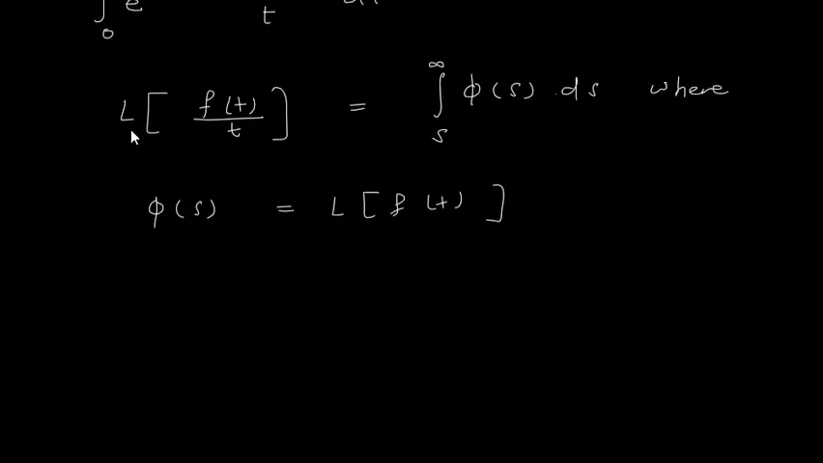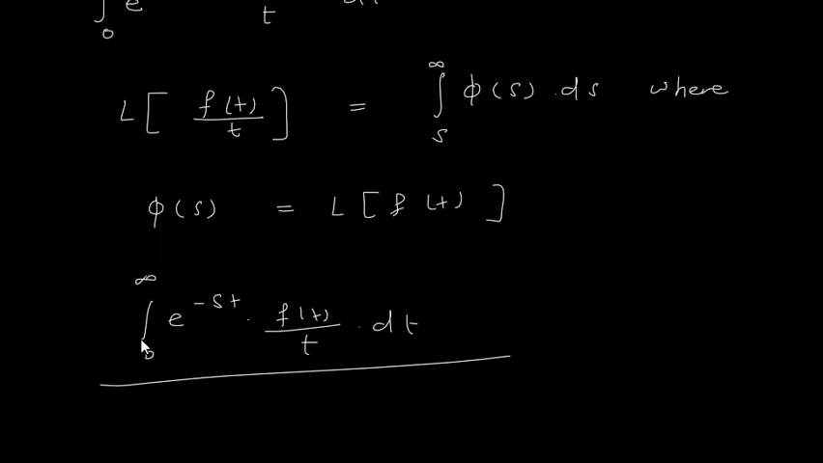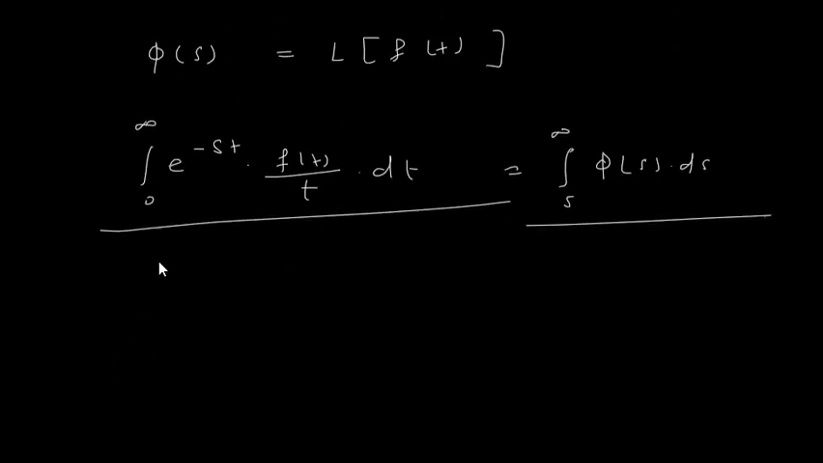Now Laplace of f(t)/t is nothing but integral from 0 to infinity of e^(-st) f(t)/t dt. This is Laplace of f(t)/t, and this is equal to the integral from s to infinity of phi(s) ds. Once I find Laplace of f(t)/t, then in place of s I can replace a and I will get the required answer. Let us understand this with the help of a few problems.